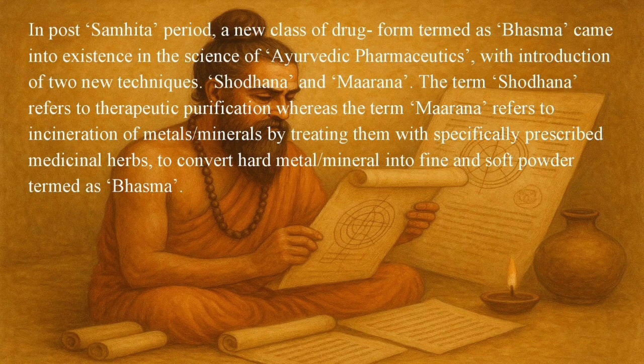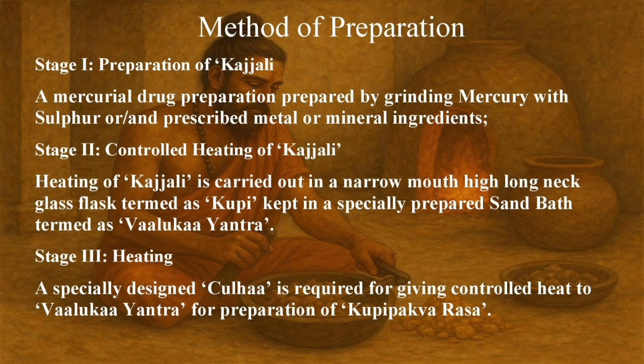In post-Samhita period, a new class of drug form termed as Bhasma came into existence in the science of Ayurveda pharmaceutics with the introduction of two new techniques, Shodhana and Marana. The term Shodhana refers to therapeutic purification, whereas the term Marana refers to the incineration of metals, minerals by treating them with specifically prescribed medicinal herbs. To convert hard metal or mineral into fine and soft powder is termed as Bhasma.